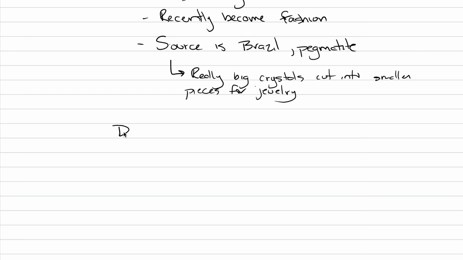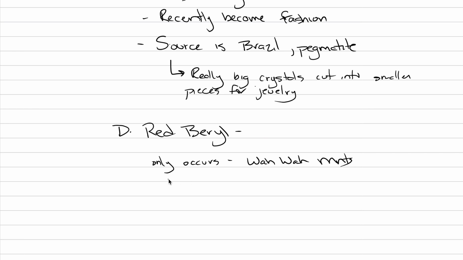We just had, D. This is red beryl. Red beryl is the most rare of them all. In fact, it only occurs in one place in the world, and that is in the state of Utah. It's a place called the Wah-Wah Mountains in Utah, where it occurs inside of a rhyolite, which is not a rock type we've talked about there. So it occurs as these really small crystals in rhyolite, a very strange type of occurrence.